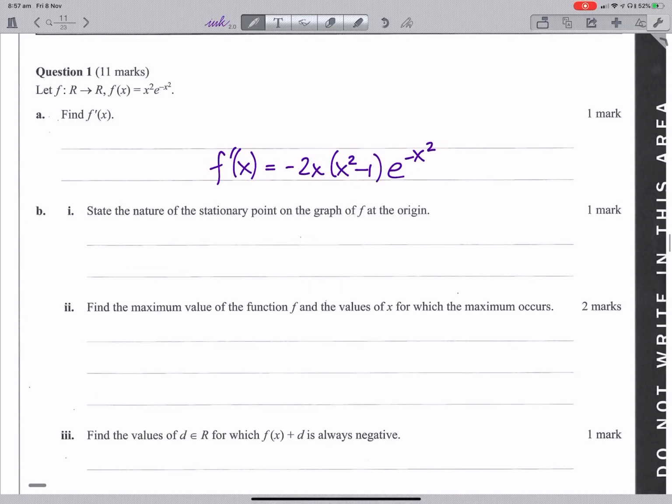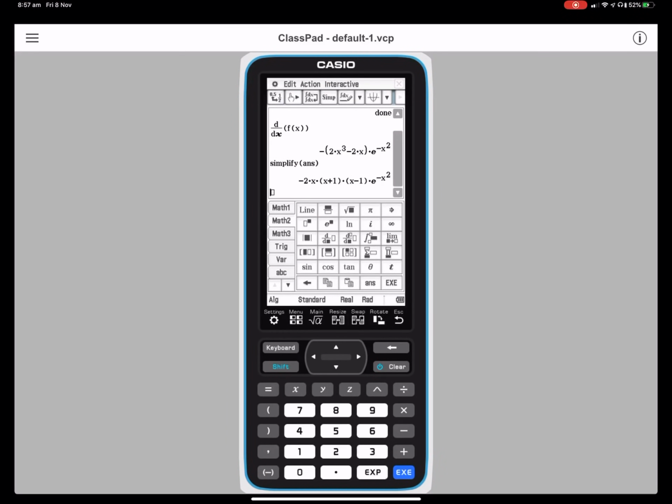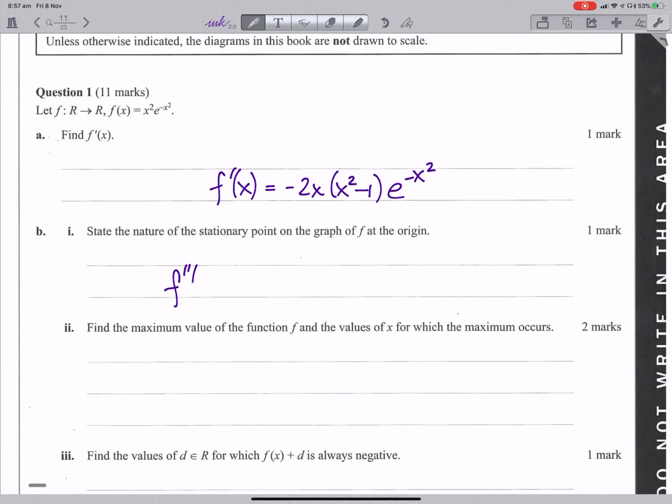State the nature of the stationary point on the graph of f at the origin. So if I want to work out the nature, we can just double differentiate it and sub in 0. Given x equals 0, if it's greater than 0, it's a minimum. If it's 0, it's a point of inflection. If it's less than 0, it's a maximum. So we can say f double dash of 0 equals 2. Therefore, it's a minimum.